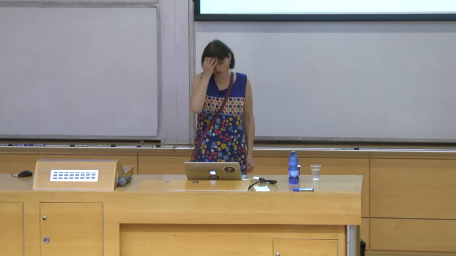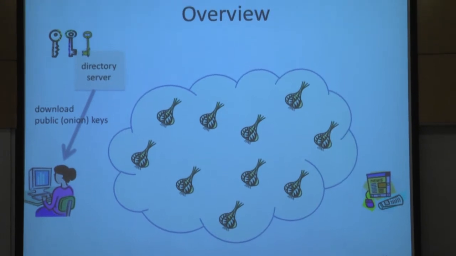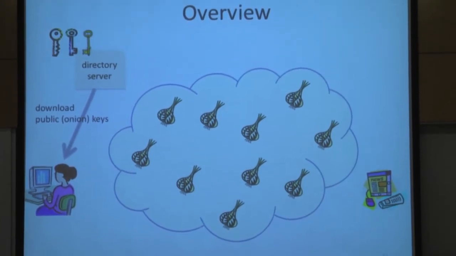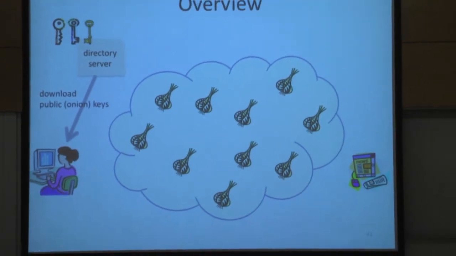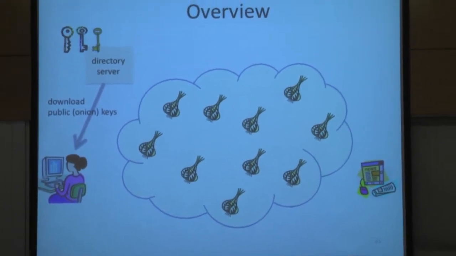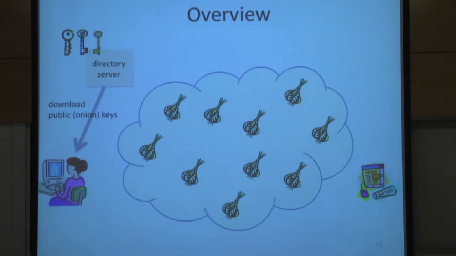Okay, so just a graphical illustration of how Tor works. We have a bunch of onion routers. We have a user Alice, and Alice wants to anonymously serve some news sites. The first thing she has to do is contact the directory servers and download the public onion keys, the keys that allow her to talk to all these onion routers.